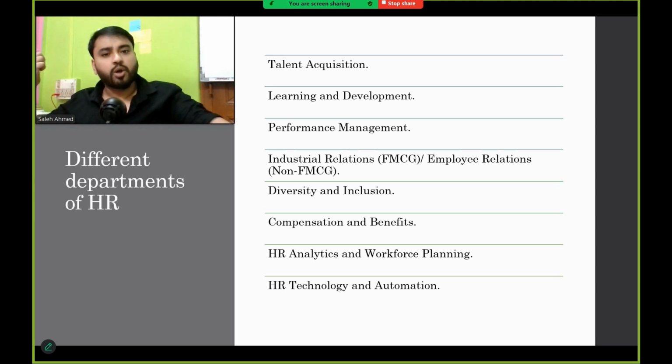There is a department called compensation and benefits, which deals with compensation of employees, their salaries, what all short-term benefits and long-term benefits to be given to the employees to increase the employee retentions, etc. There are two other departments called HR Analytics and Workforce Planning and HR Technology and Automation as well. These two departments majorly deal with data-driven decisions to enhance the HR activities. They deal with AI as well, and they are quite modern, right?